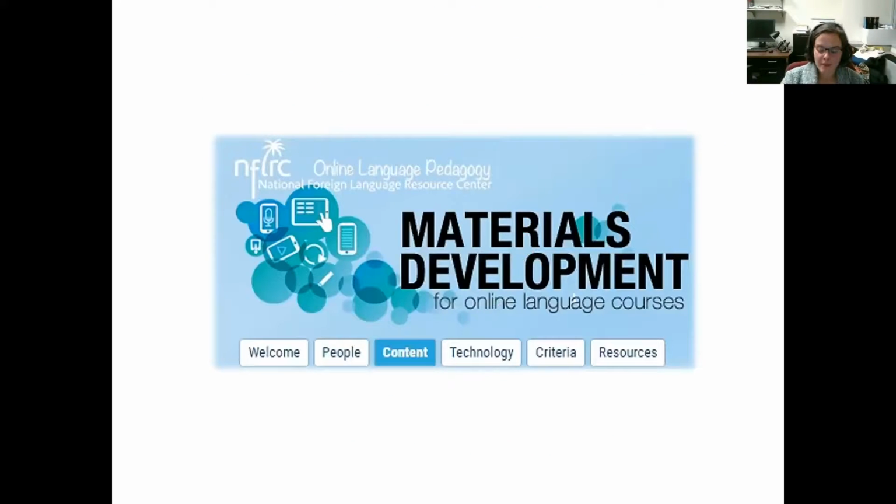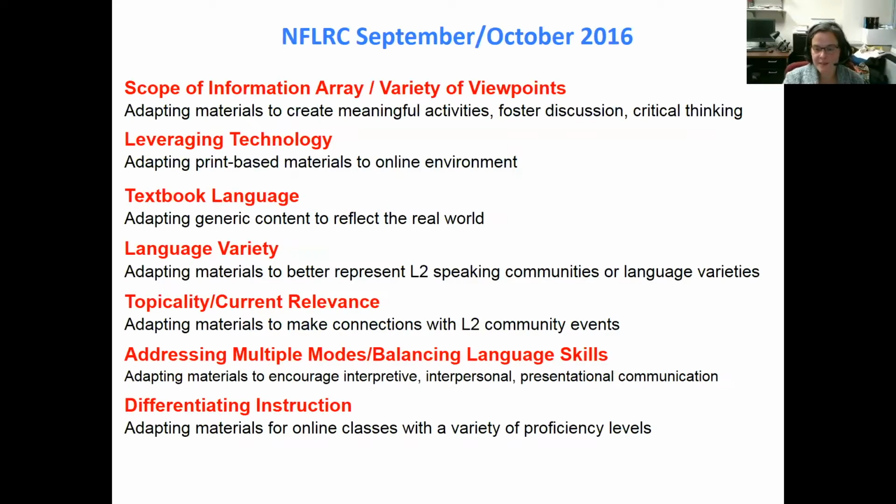So this semester, this term, these are some of the topics that you all have been discussing: the scope of information, array, variety of viewpoints, the leveraging of technology, textbook language, language variety, topicality, and current relevance, addressing multiple modes, balancing language skills, and differentiating instruction.